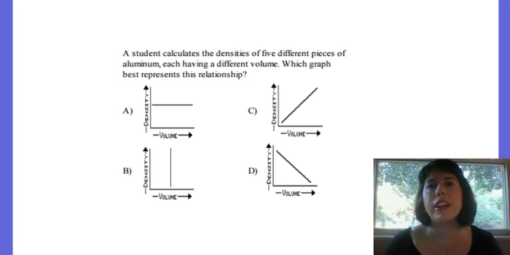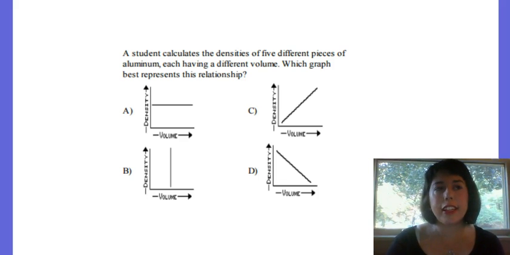So they had a different volume, they were each a different size. However, they're all still aluminum. They haven't had any changes to them. So as a result, the density should not change. So we want to find a constant relationship, and that would be A. As the volume increased, the density stayed the same.